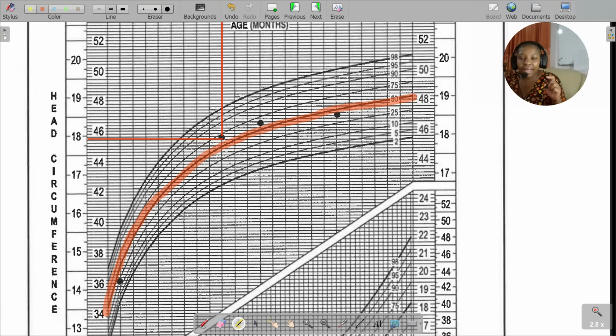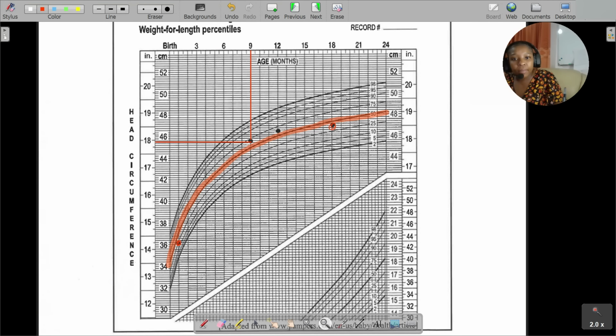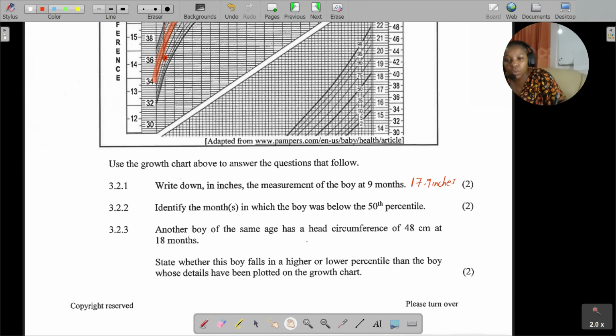Okay. In which month was the boy below the 50th percentile, right? So we basically want to find the points that are under this curve. We can see that it's here and we can see that it's there. So how old was the boy in those two instances? In this instance, the boy was 1 month, do you see there? And in this instance, because this dot is below, the boy was 18 months. So we can just say that it was when the boy was 1 month and 18 months old.